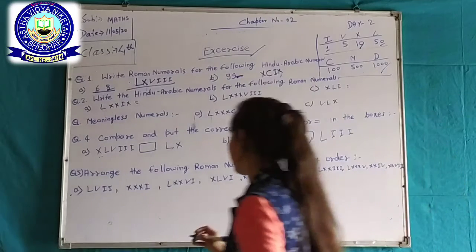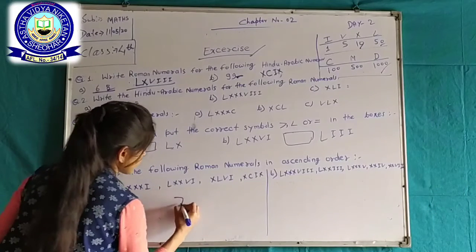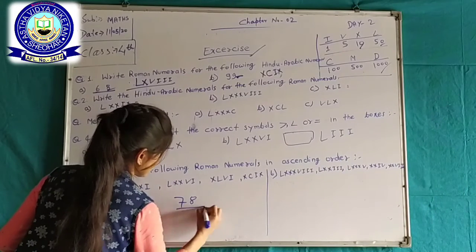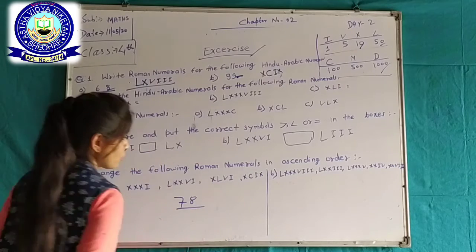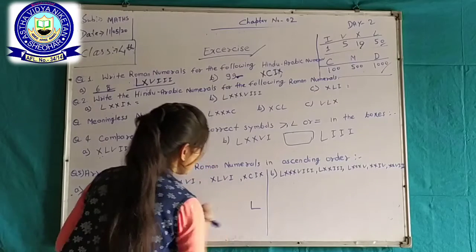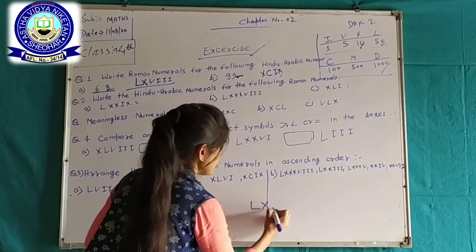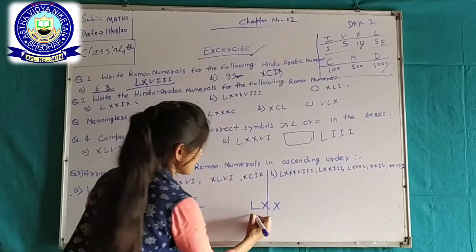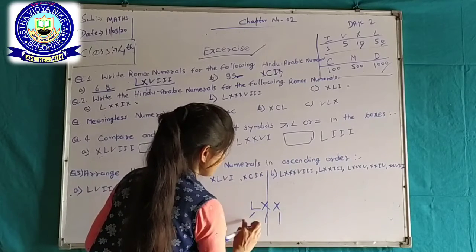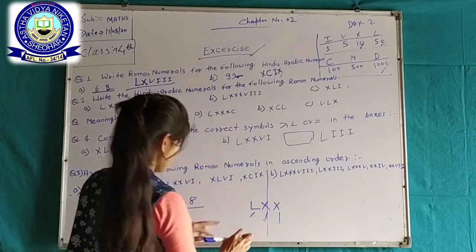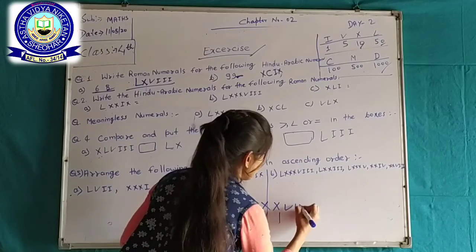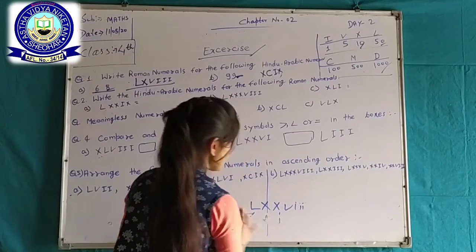Another example we can see here, 78. First of all, we write 50. L means 50, X means 10, and the other X means 10. It becomes 50 plus 10 plus 10, which is 70. And after that we will write 8. It will be 78.